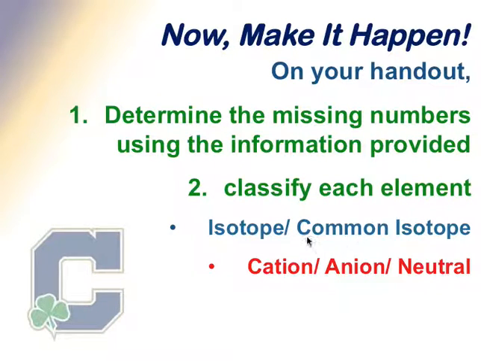Or is it neutral? Okay, I can tell if it's an isotope or a common isotope by looking at that number on the periodic table. If it matches when I round it to the nearest whole number, then it's the common isotope. If it doesn't match, then it's just an isotope.